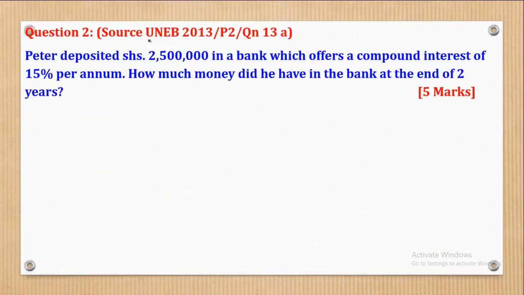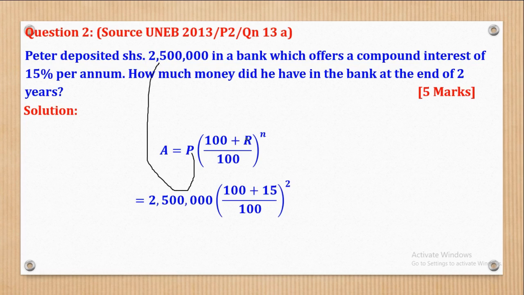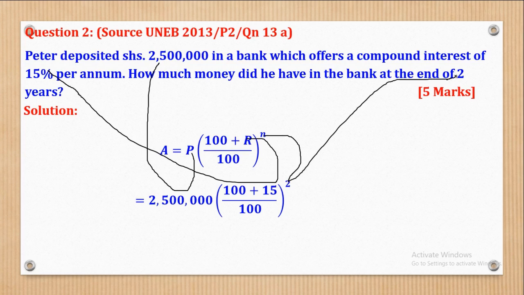Now we shall go to question 2, which came from UNEB 2013 paper 2 question 13a, and says Peter deposited shillings 2.5 million in a bank which offers a compound interest rate of 15% per annum. How much money did he have in the bank at the end of 2 years? So we are also going to quote the formula and substitute. That is the formula. Substituting, P is 2.5 million, R is 15, and N is 2.